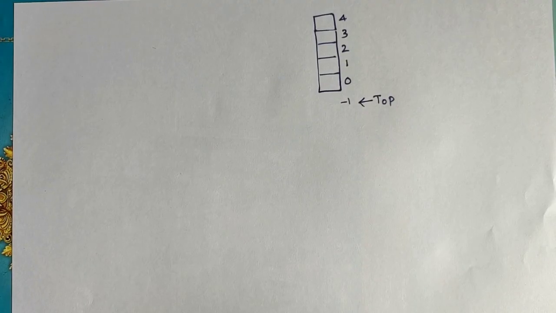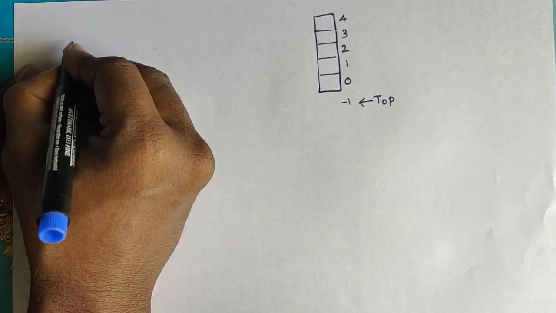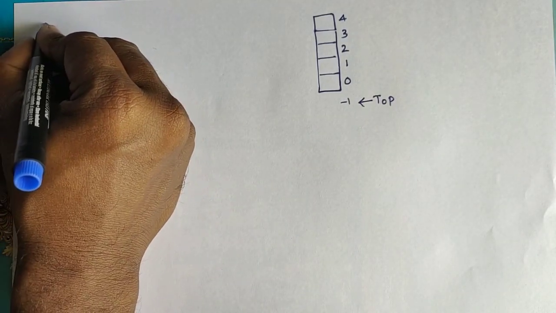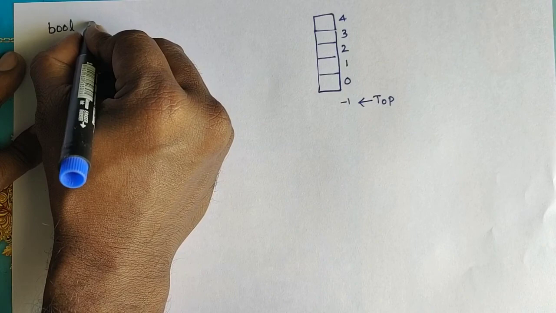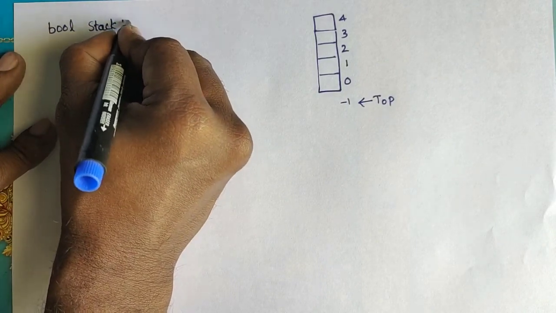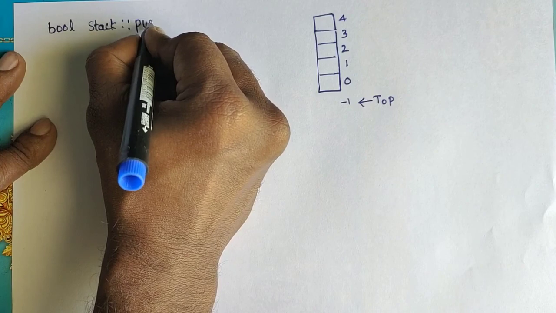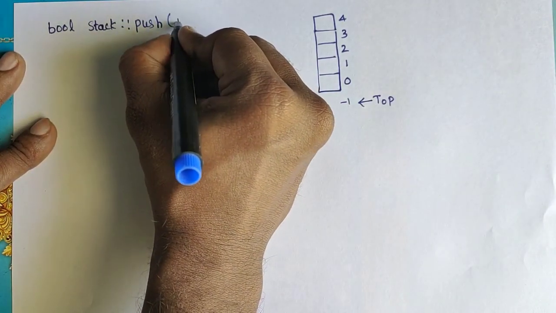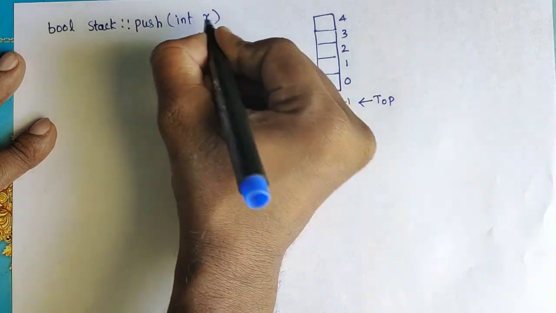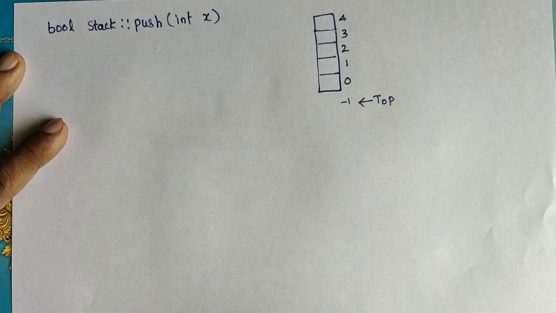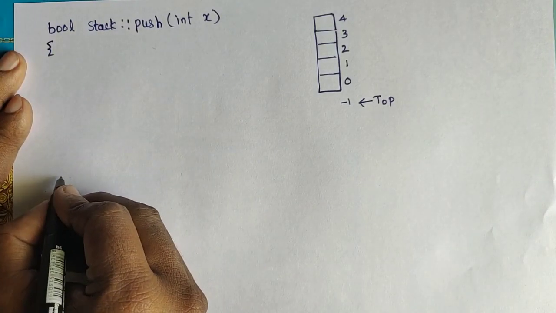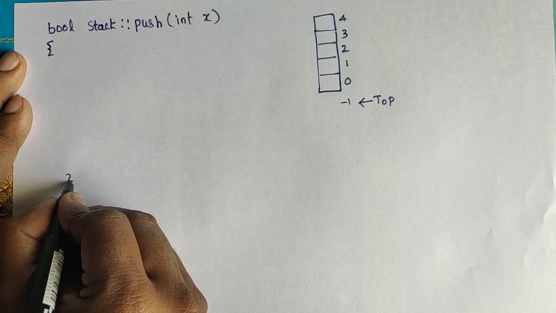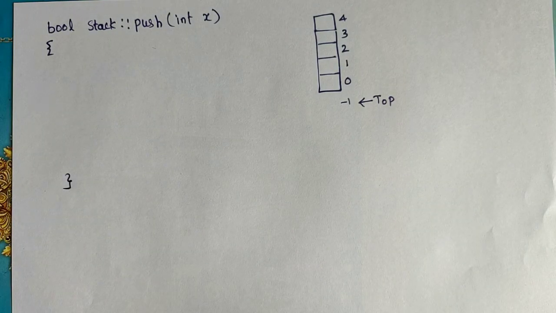Next we will discuss the push operation. Here the prototype is boolean, and then Stack is the class name, the fully qualified name of the operation, that is push. And then the input is the new element, int x. The x is the new element to be inserted. So this definition I need to add, and I have to return a value. So the return type is boolean.